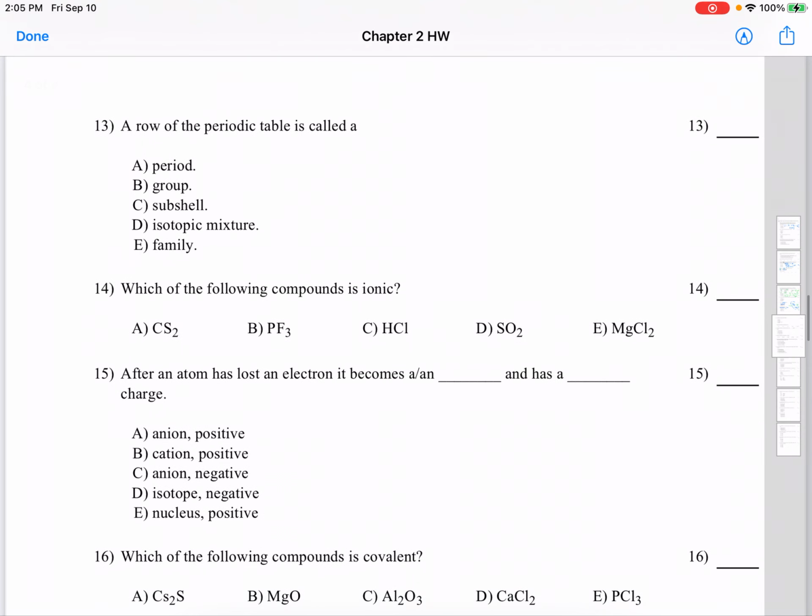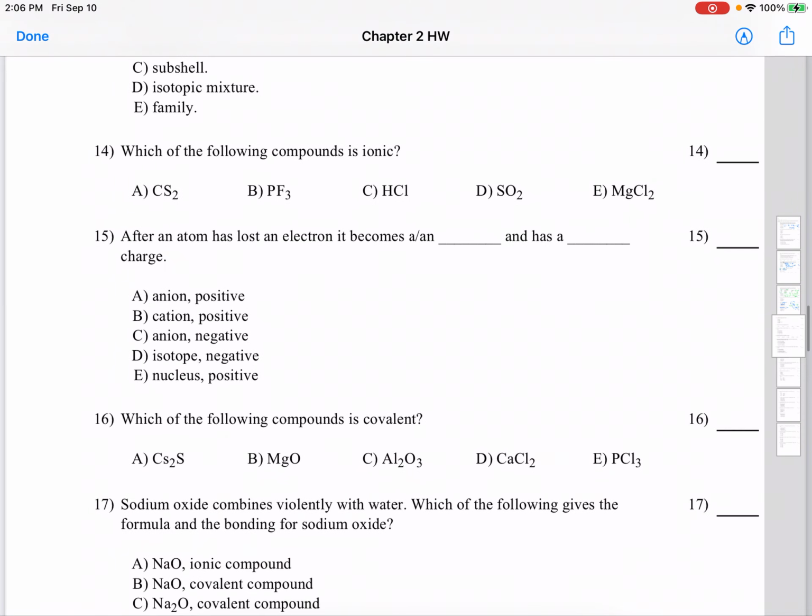And what is the row of a periodic table called? Is it the period, group, subshell, isotope, mixture, family? You guys can answer that too. Which of the following compounds is ionic?